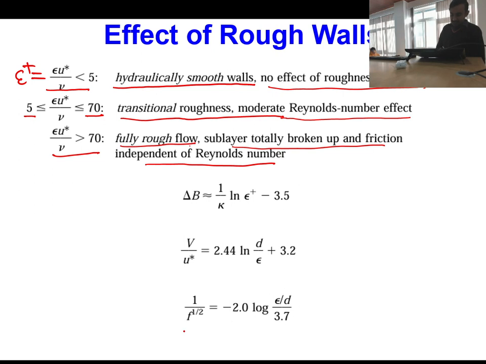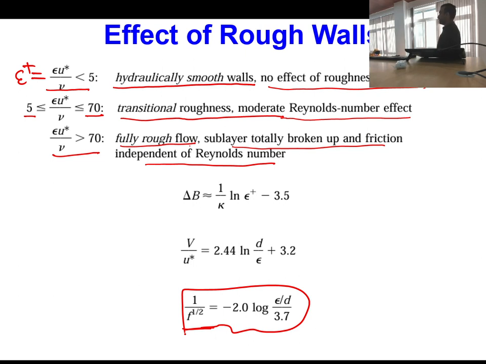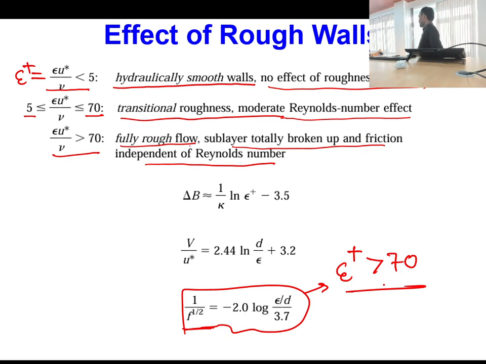And particularly if you want to write friction factor, then ultimately it can be correlated with this particular correlation for the rough pipes. Okay, so this is for which condition? Epsilon plus greater than 70. When epsilon plus is greater than 70, you will not have any dependence on Reynolds number. So friction factor will simply become a function of the roughness of the pipe. Is this one clear?